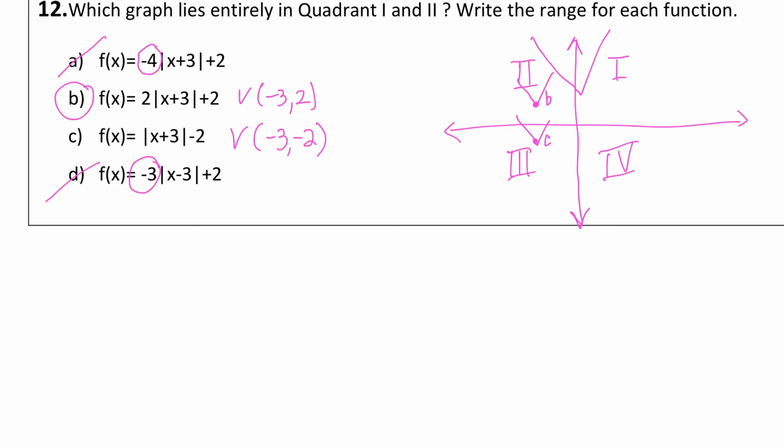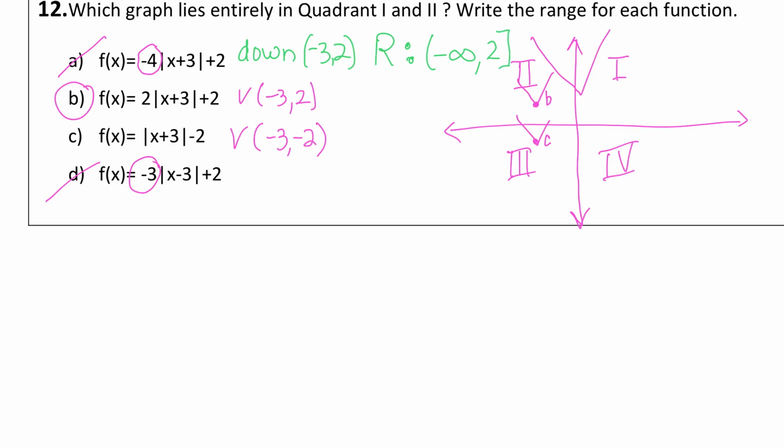Now the other thing, it wants you to write the range. Remember, the range is based on whether it's opening up or down, and also the y value of your vertex. So this one right here is opening down, and the vertex is -3, 2. Well, if it's opening down, then the bottom part of my range is at negative infinity. The top part of my range is at that y value of 2.